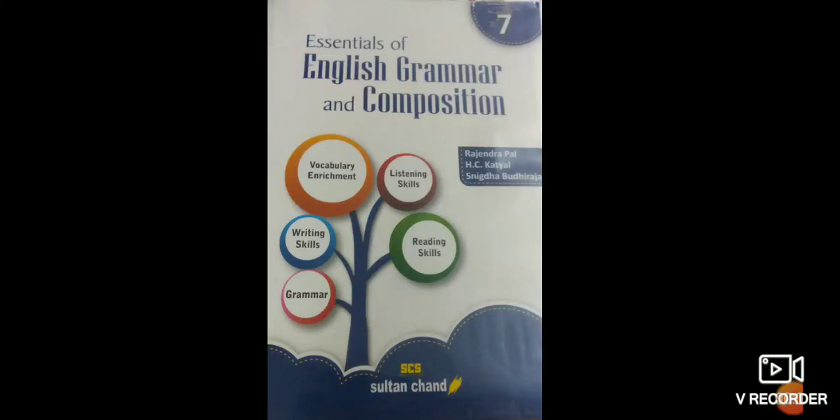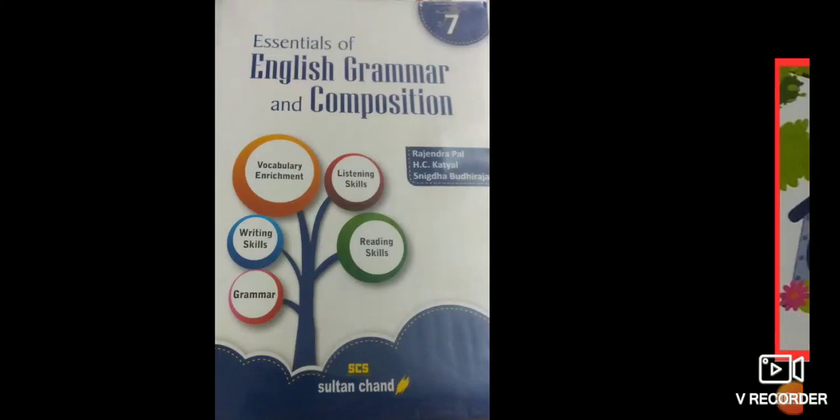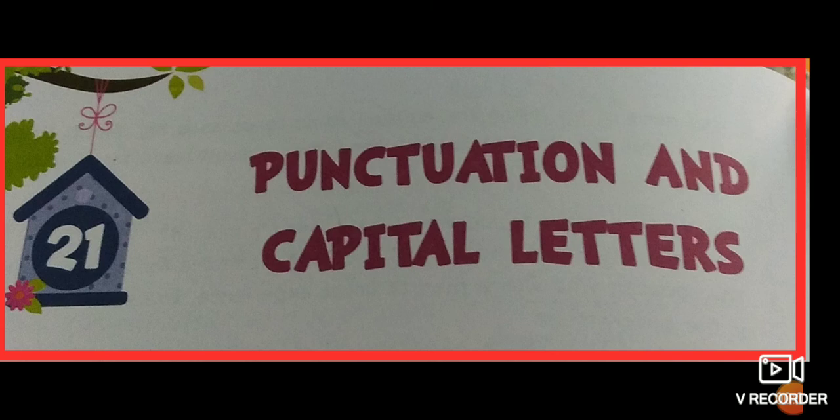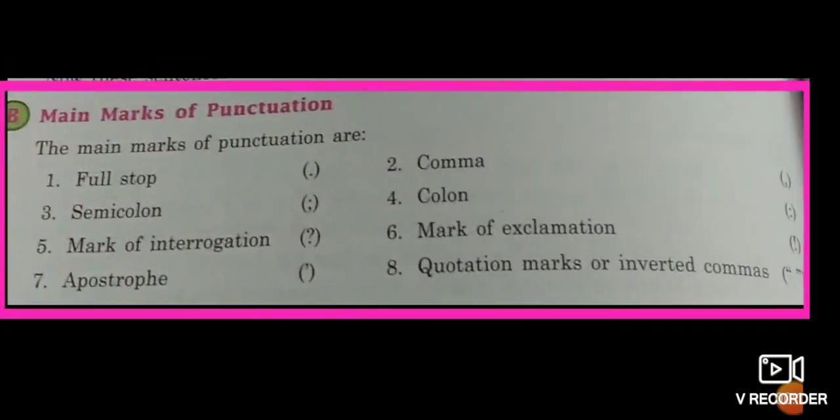Good morning, dear students. Today we will continue chapter number 21 of our English grammar book, and the title of the chapter is Punctuation and Capital Letters. So, these are the main punctuation marks, and out of these, we have already discussed one, that is comma. So, today we will discuss the remaining punctuation marks in detail.